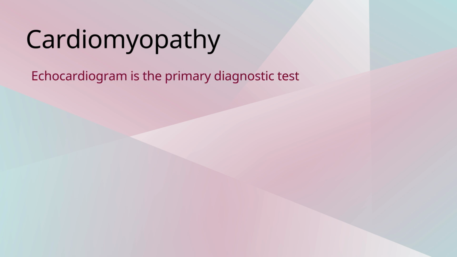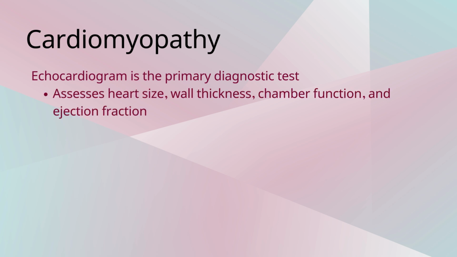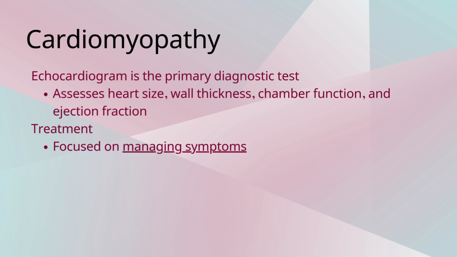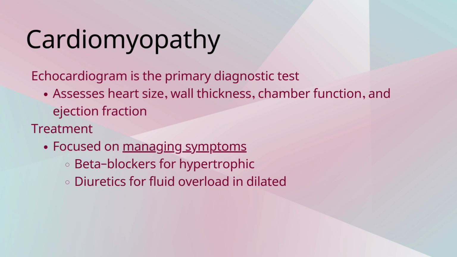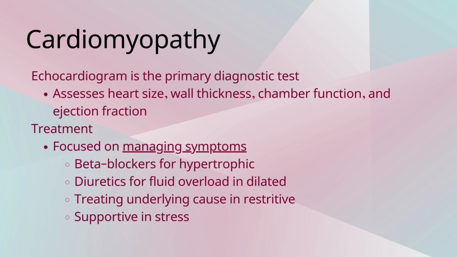Remember that echocardiogram is the primary diagnostic test. It allows us to assess heart size, wall thickness, chamber function, and ejection fraction, pretty much everything we need to know. Treatment is really focused on managing symptoms. We use things like beta blockers for hypertrophic, diuretics for fluid overload and dilated. We want to treat the underlying cause in restrictive, and then supportive care in stress.